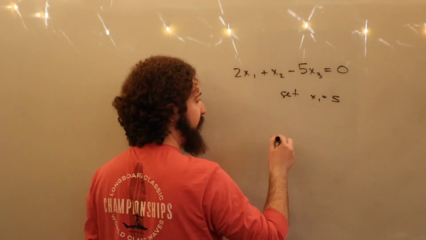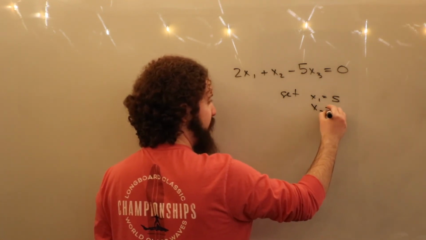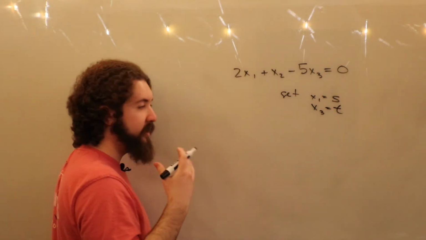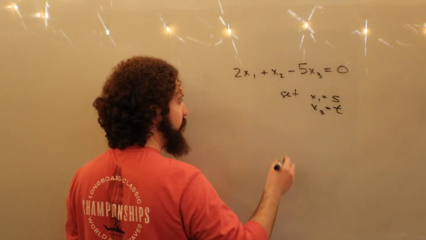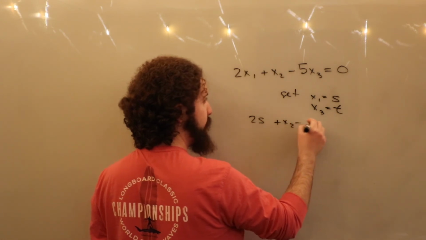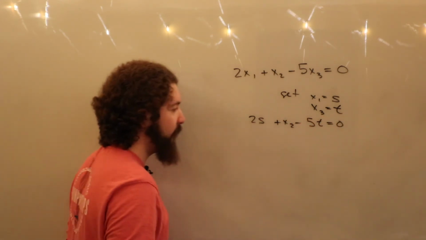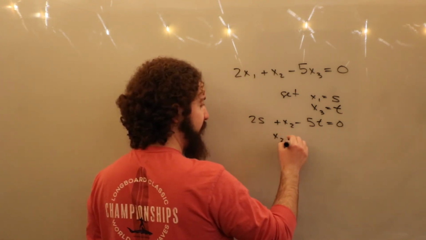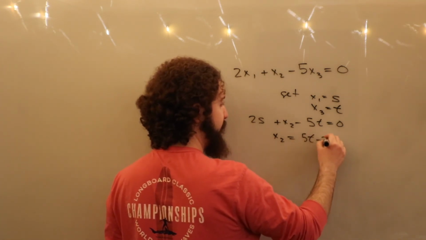It can take on any value it wants. And then I'm going to set x3 equal to another parameter, t. Once again, it's free. It can take on any number. So now what are we left with? Well, we're left with 2s plus x2 minus 5t is equal to 0. And if we move these two terms to the other side, this gives us x2 is equal to 5t minus 2s.